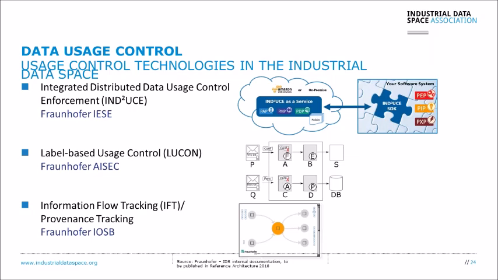We do not have one technology in place for usage control. We are mainly talking at the moment about the IND2UCE framework that we use for usage control, but there are also 2 other approaches that we are using. One is label-based usage control, and the other is information flow tracking and provenance tracking. Three of them are provided by the different Fraunhofer institutes, and those 3 technologies can be used for usage control. And there are also other technologies that can be used to apply usage control to data.